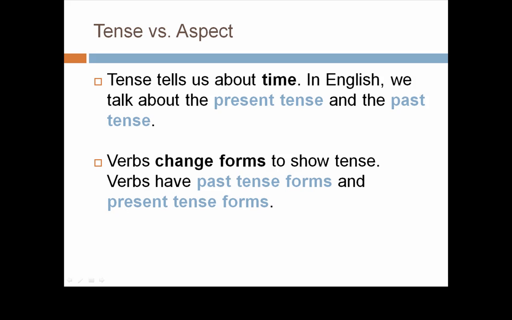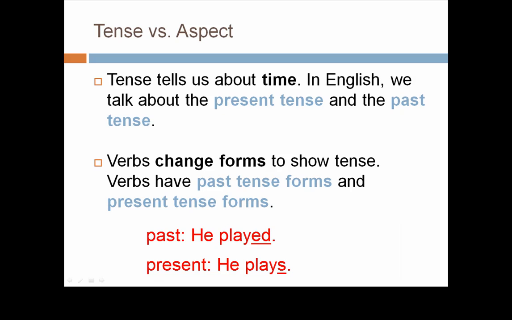Let me make the difference between tense and aspect a little more clear. Tense tells us about time. In English, we can only really talk about the present tense and the past tense. Why? Because verbs change forms to show tense. Verbs have past tense forms, for example, he played, and present tense forms, for example, he plays. We added endings, we changed the forms to show past and present. We can't do this for the future. Instead, we use modals or semi-modals.